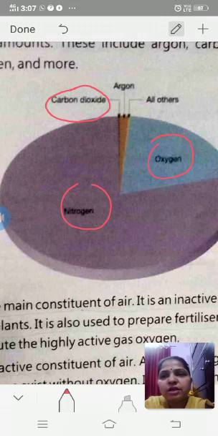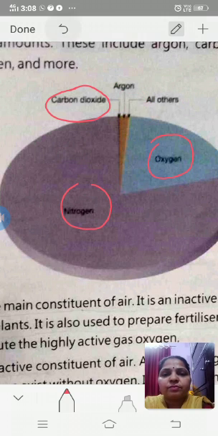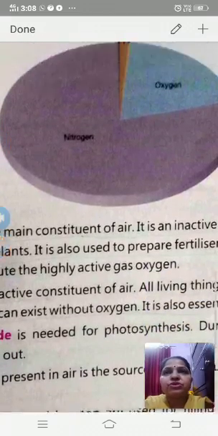Next are the rare gases. Rare gases, argon and krypton, are used for filling electric bulbs. Helium comes under the other gases, and helium is used for filling balloons. Neon is used for preparing brightly colored advertising lights. So this was the composition of the air.